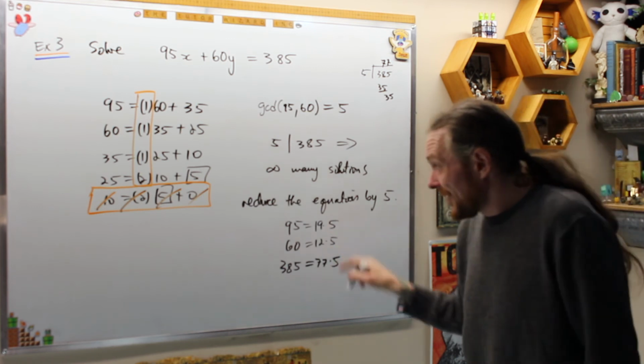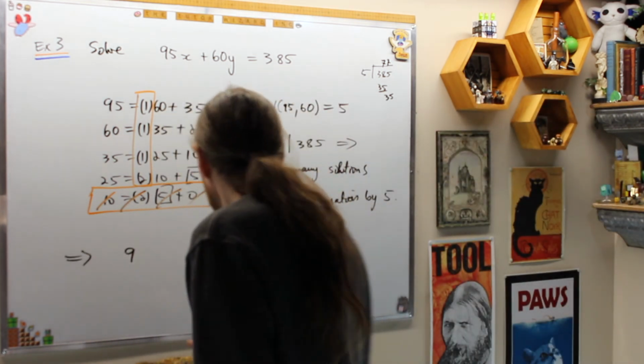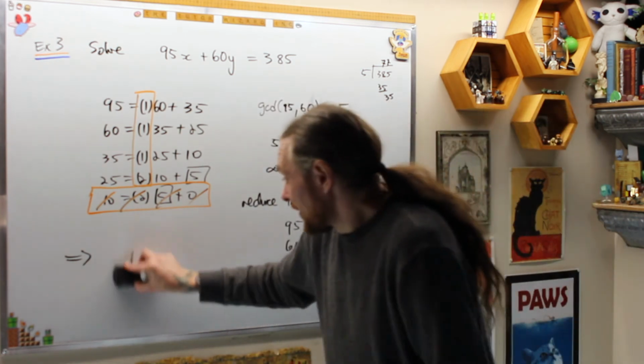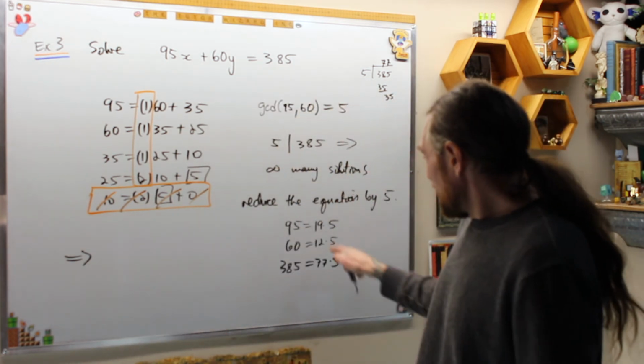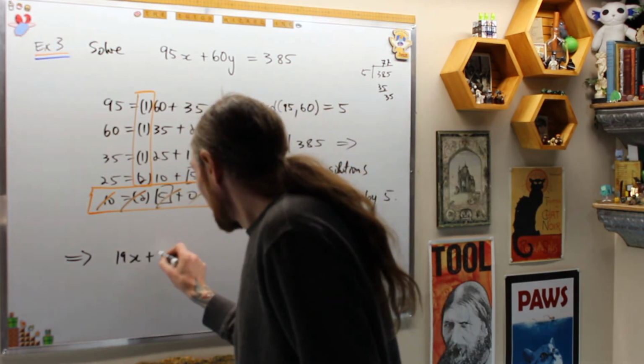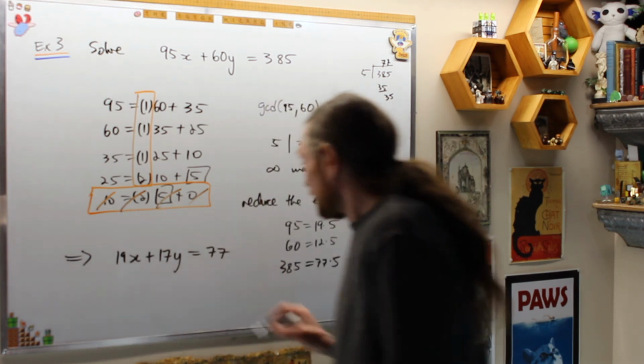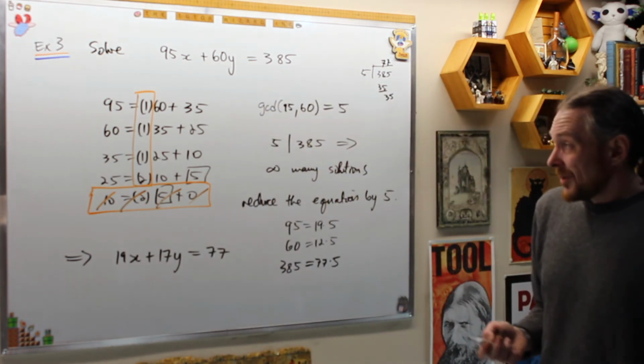So now I have this. So what does that say? I can reduce my equation and consider the equation, instead of looking at that equation, reduce. So that says I'm going to cut the 5 out of everybody. That will give me 19x plus 17y equals 77. This is the equation we're going to have to deal with.